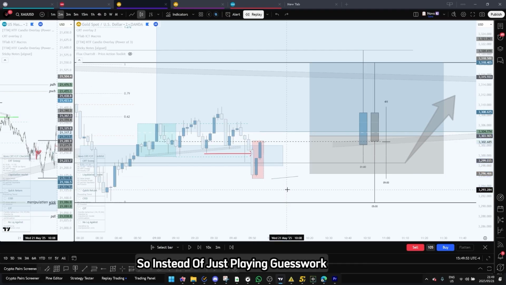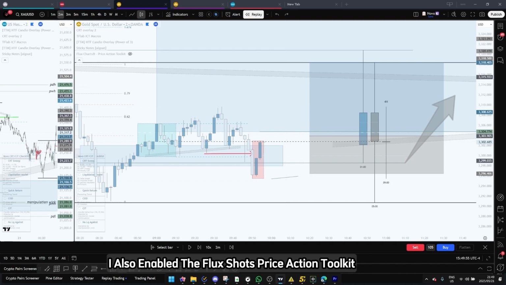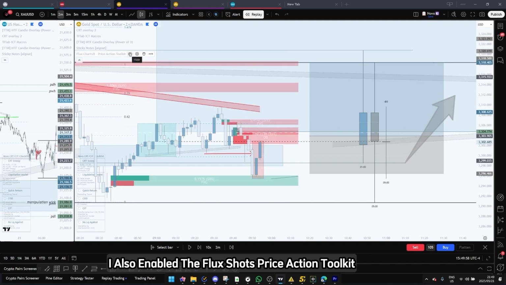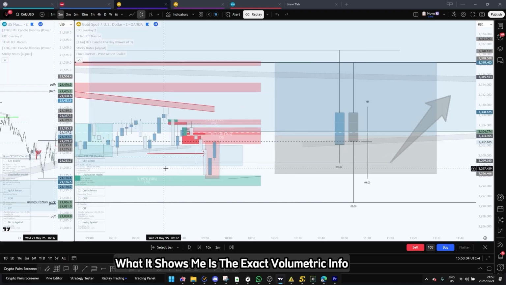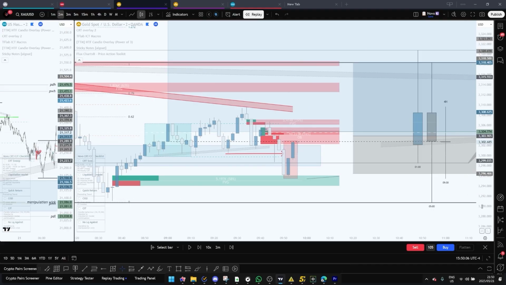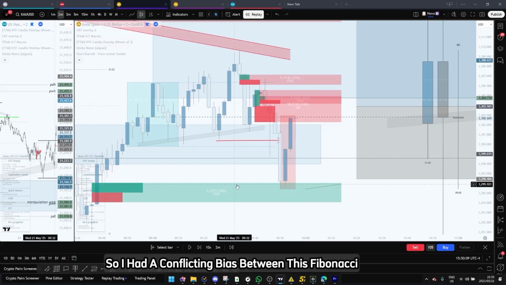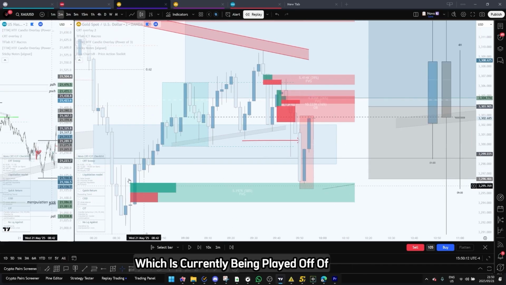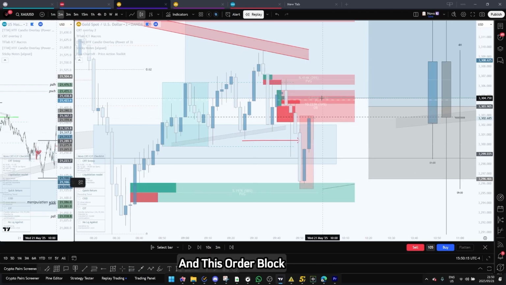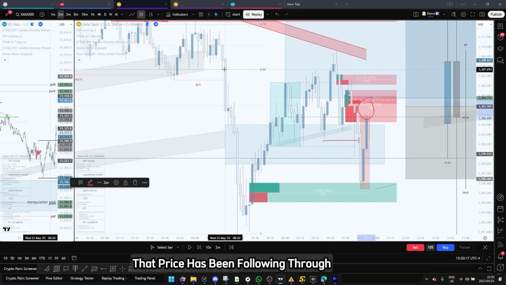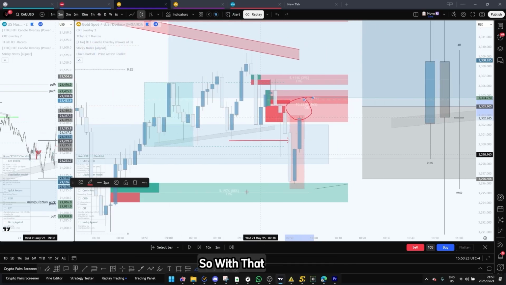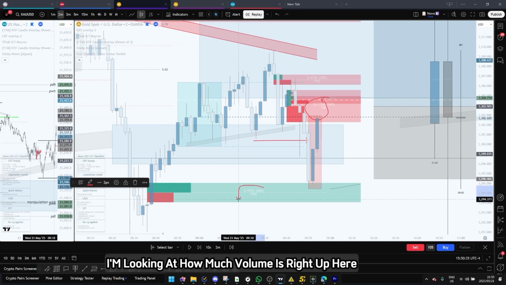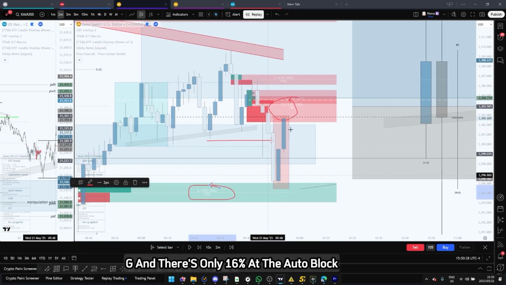So instead of just playing guesswork, I also enabled the Flux Charts price action toolkit. With this toolkit, what it shows me is the exact volumetric info at each zone that's been presented to me. So I had a conflicting bias between this fair value gap, which is currently being played off of, and this order block that was going to continue this bearish move, and that price has been following through for the entire London to the pre-New York session. So I'm looking at how much volume is right over here. As you can see, there's 58% at this FVG, and there's only 16% at the order block.